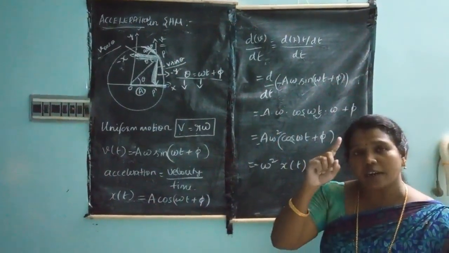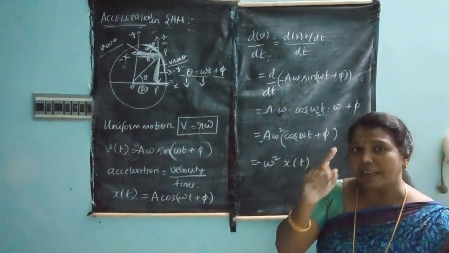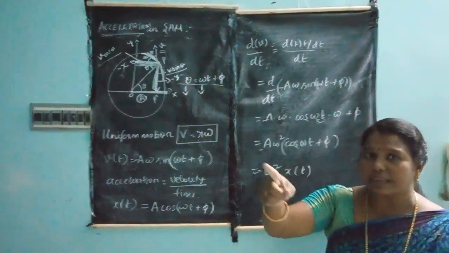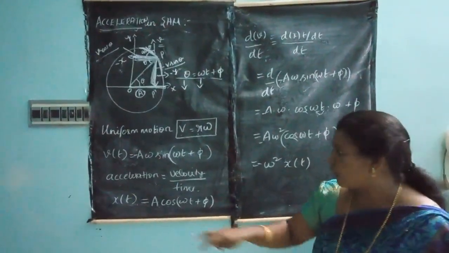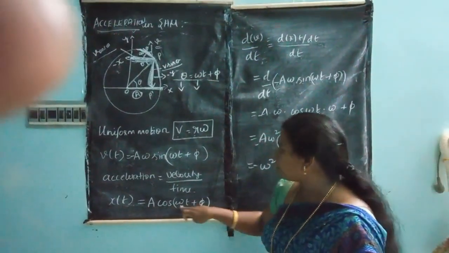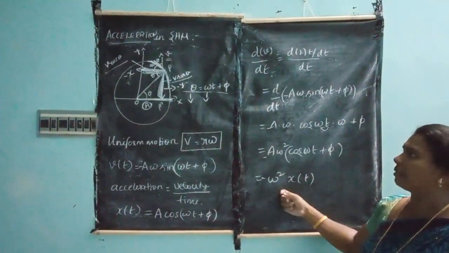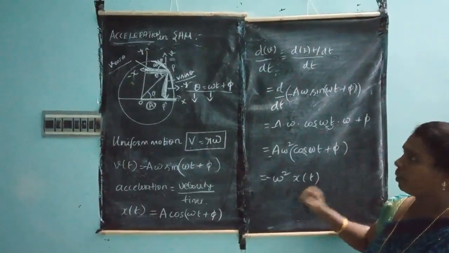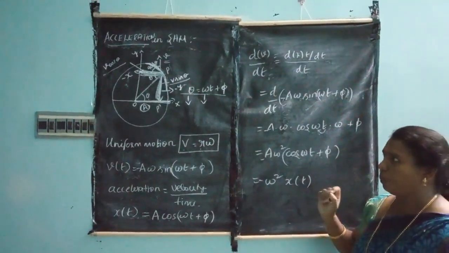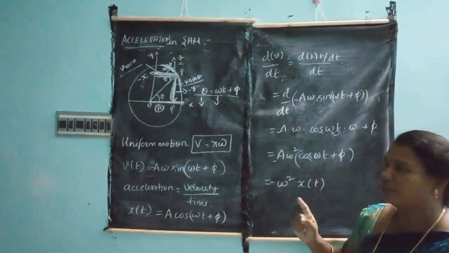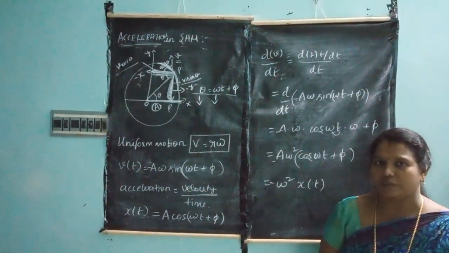In general, in simple harmonic motion, I am talking about two displacements: one along the x-axis, another along the y-axis. What is the x-axis formula? a cos(omega t plus phi). So I am taking this term as x of t. So this is the acceleration of the particle when it is projected along the negative x direction in simple harmonic motion. Okay, thank you.